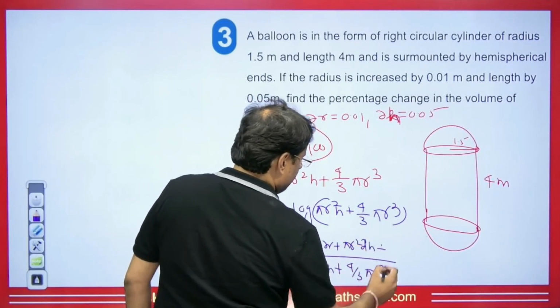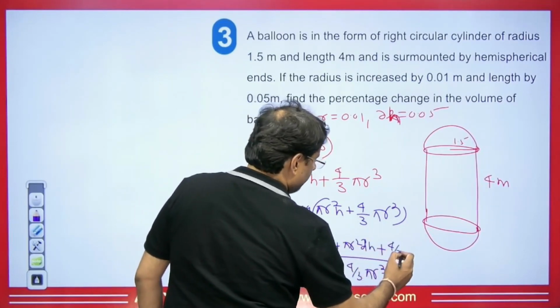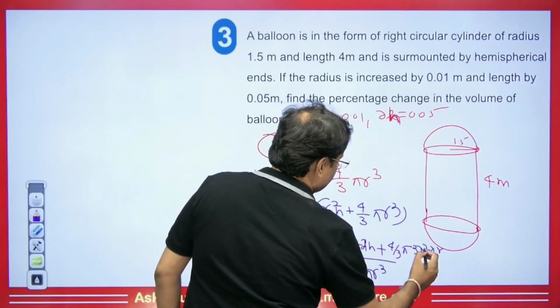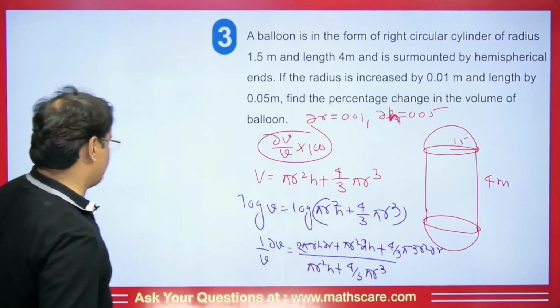Then we will do this here. So now what will come here? 4 by 3 pi and this 3 will be outside. So 3 r square del r. Clear? And this will be the value, right? Do you understand this, students?